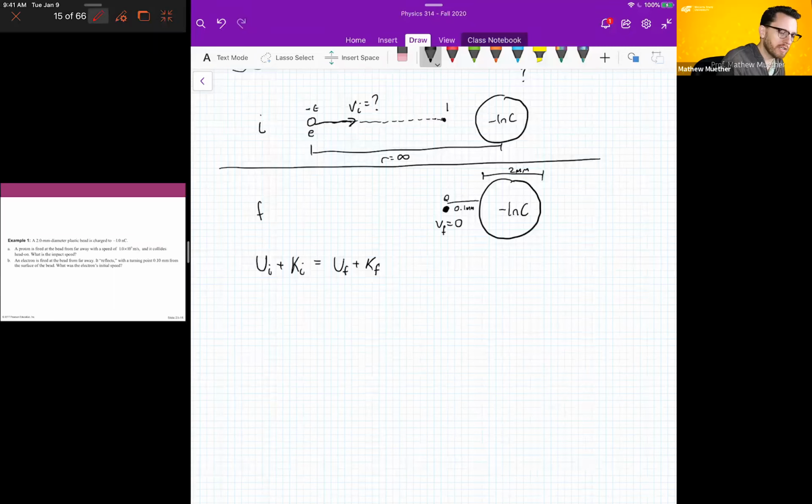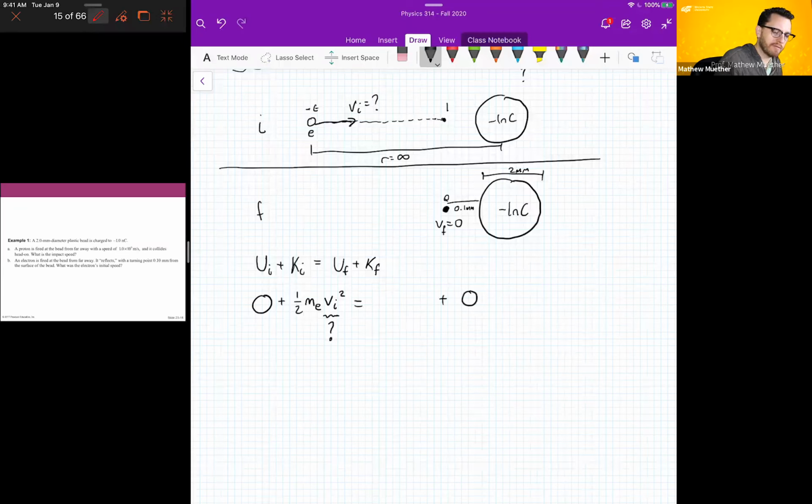Well, what's our initial potential energy? Well, R is infinite, and our functional form still tells us that that has to go to 0. What's our initial kinetic energy? Well, we don't know. We know this is going to be 1/2 the mass of an electron now, because we've switched particles, times that initial velocity squared. And again, this is the variable that we're trying to solve for in this problem. And that has to equal, well, the final kinetic energy is easy. That's just 0 because the velocity is equal to 0.